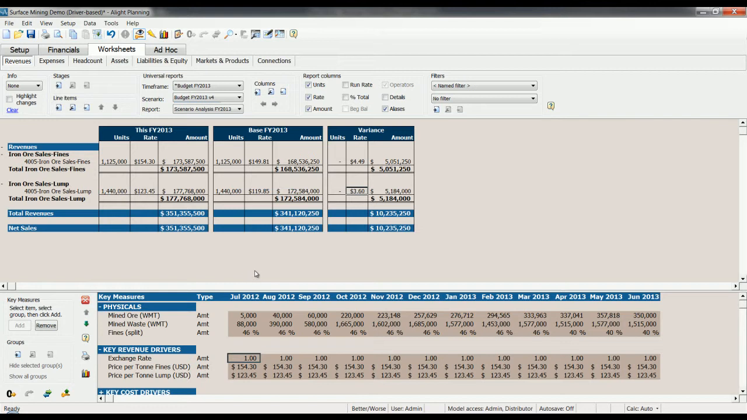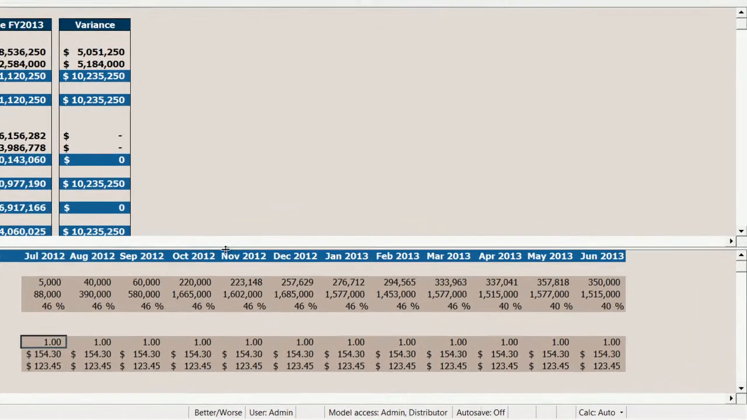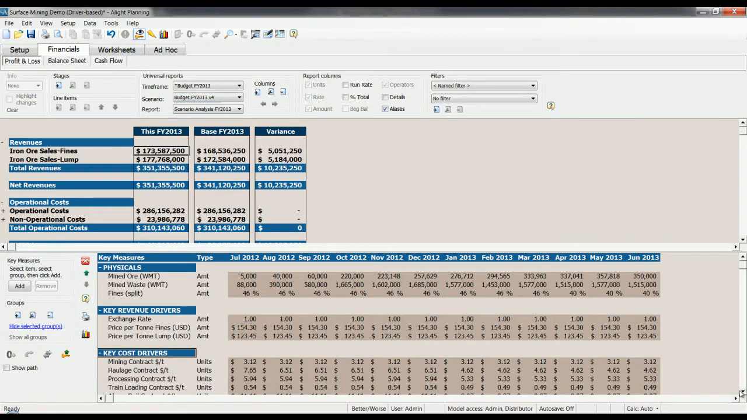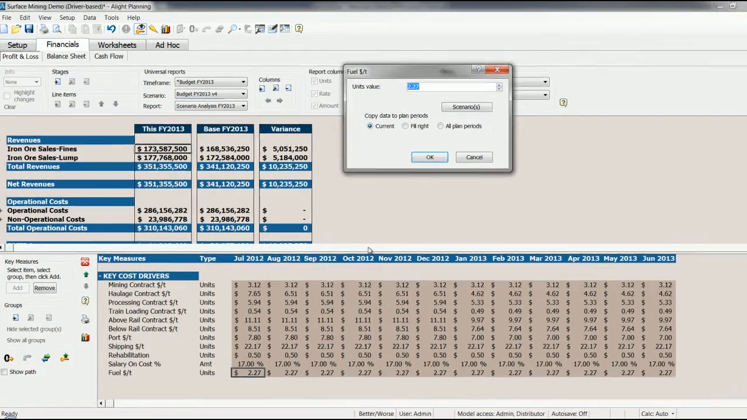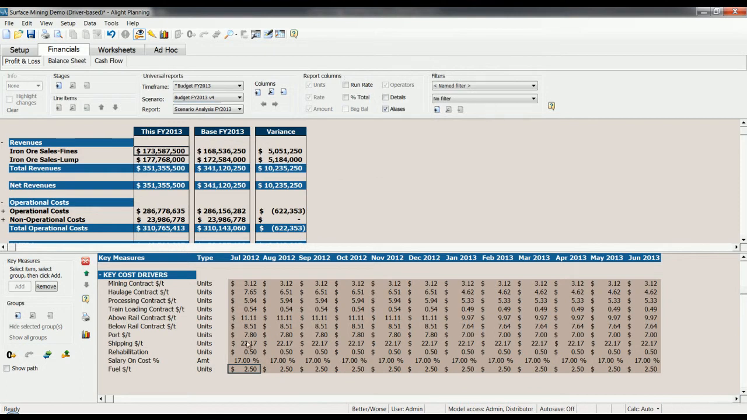So that's one example. Let's also look at another example perhaps. Going back to our P&L, see what else we have to change in here. Key cost drivers, for example. We have at the bottom here fuel cost per ton. So if we change that from 227 as it is right now in this scenario, maybe we want to change that to 250. Again, immediately we see a variance here in our operational costs.